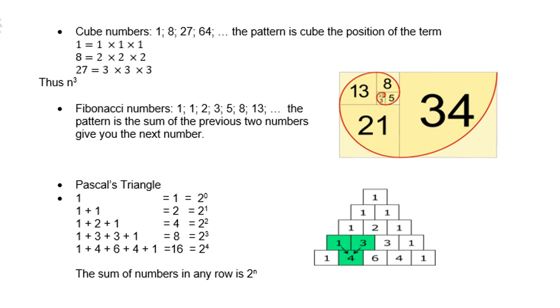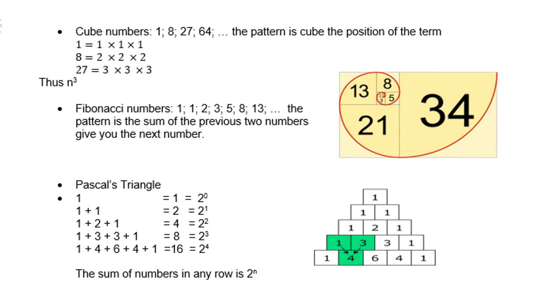Or Fibonacci numbers like 1, 1, 2, 3, 5, 8, 13. It behaves like a spiral. Like 1 plus 1 is 2, 2 plus 1 is 3, 3 plus 2 is 5, 5 plus 3 is 8, 8 plus 5 is 13, and that is how the pattern is formed.